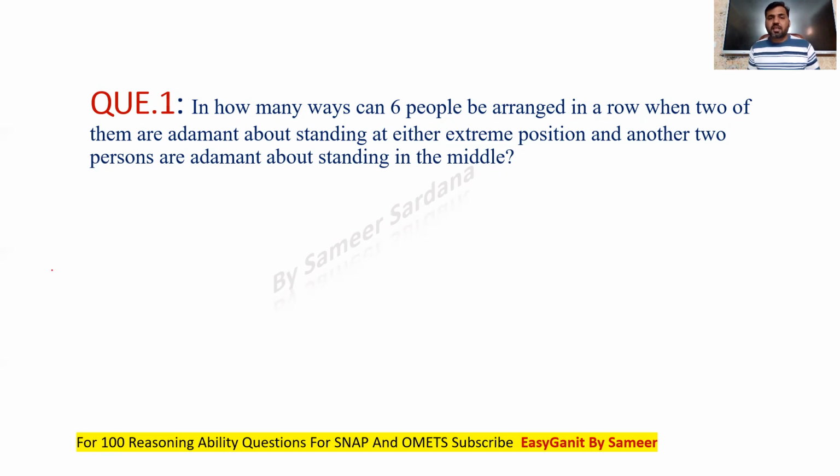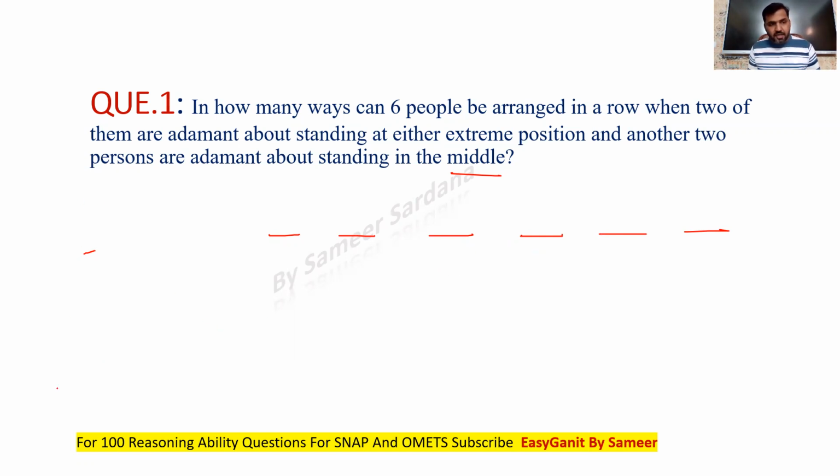In how many ways can 6 people be arranged in a row when 2 of them are adamant about standing at either extreme position and another 2 person are adamant about standing in the middle? So guys, total number of people are 6. 1, 2, 3, 4, 5, and 6. In permutation and combination question, the first thing that you're supposed to do is to satisfy the given condition first, right? Now the conditions are the 2 people who are adamant about standing at the extreme position.